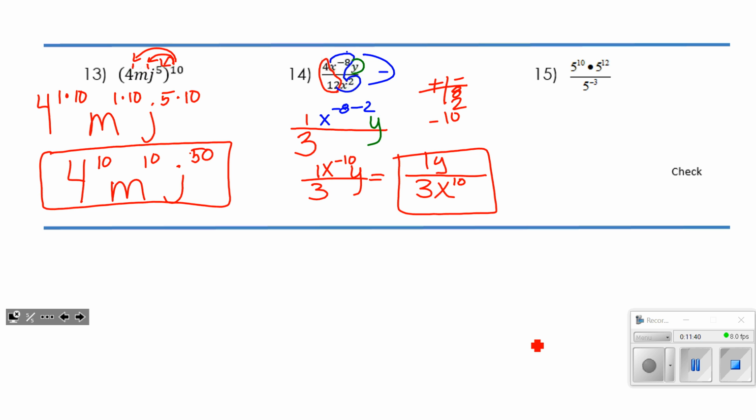The last problem is all 5s. The bases are all the same. So we are going to have to do something different for the first part. Let's just focus on the numerator 5s. So that is multiplying. So we are going to do the rainbow. So 5 to the 10 plus 12. And I'm just going to write 5 to the negative 3 as it is.